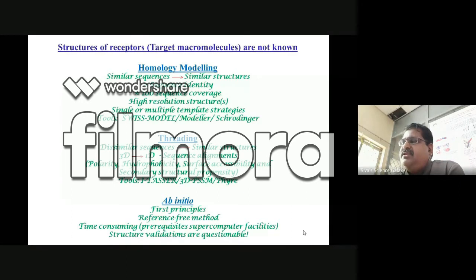So how to determine? For that, a number of molecular modeling softwares are available. As I mentioned on the screen, Swiss Model is an online tool, Modeler is an offline tool, and Schrödinger is a commercial tool. I have given just one example in each case. So there are methods to predict the structures of the macromolecule. Each method has its own merits and limitations. But we can predict the three-dimensional structures of the macromolecules using homology modeling.